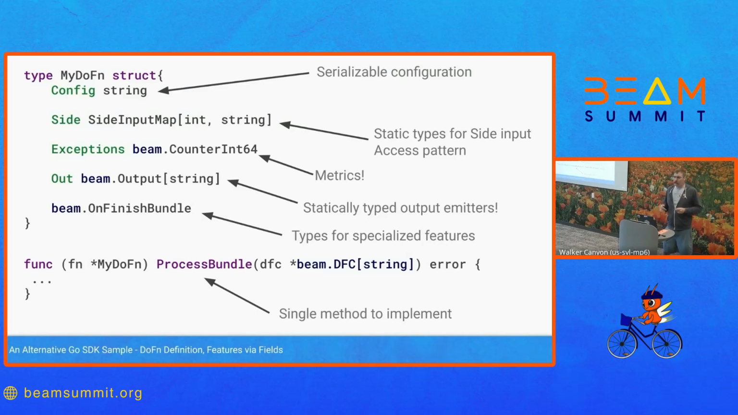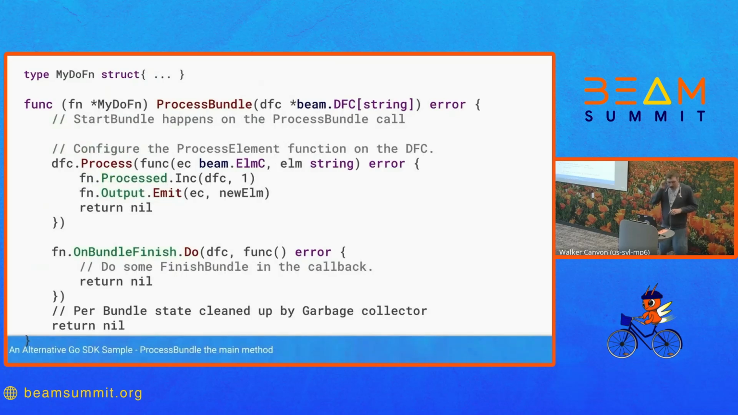So I wondered, what happens if we just expose that fairly directly into what the user writes? And that kind of led into something like this. A user would write a process bundle method where it would take in a very specific Beam type. This allows the SDK to use a generic Go interface to say, if you have a process bundle method with this beam.DFC parameter, then you are a DoFn that is processing that type, like in this case, a string. DFC in this case, because Go abhors very long names, just means DoFn context.